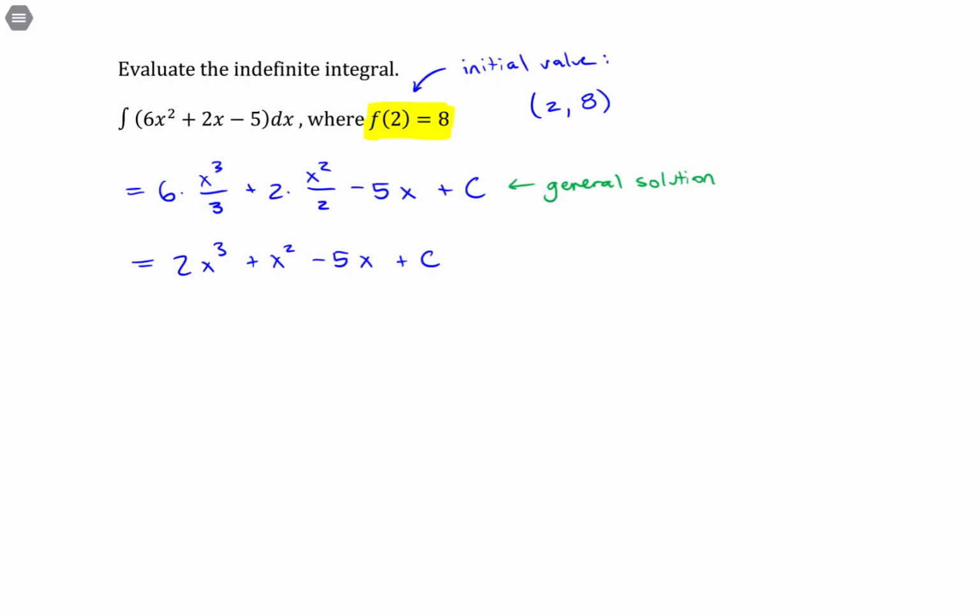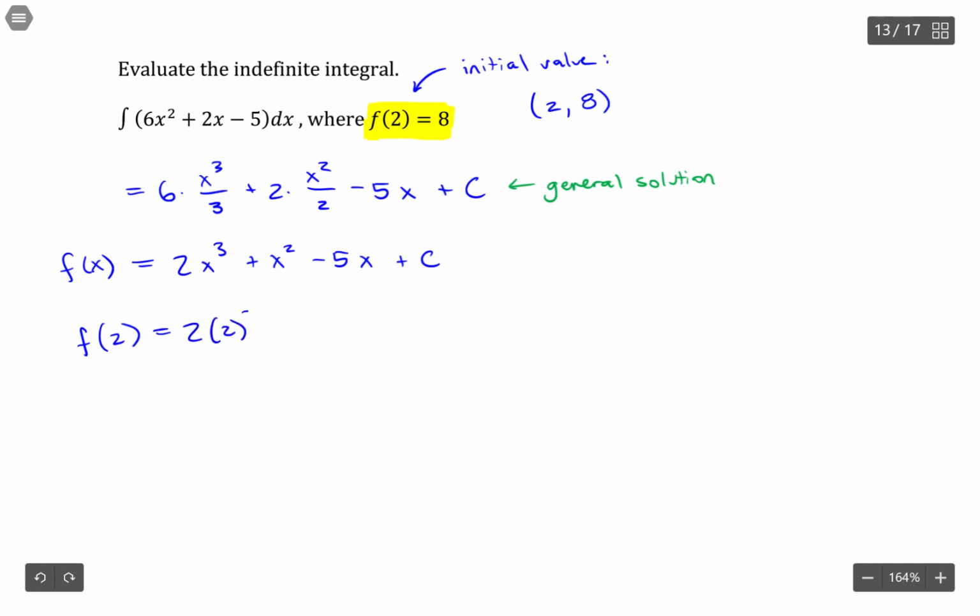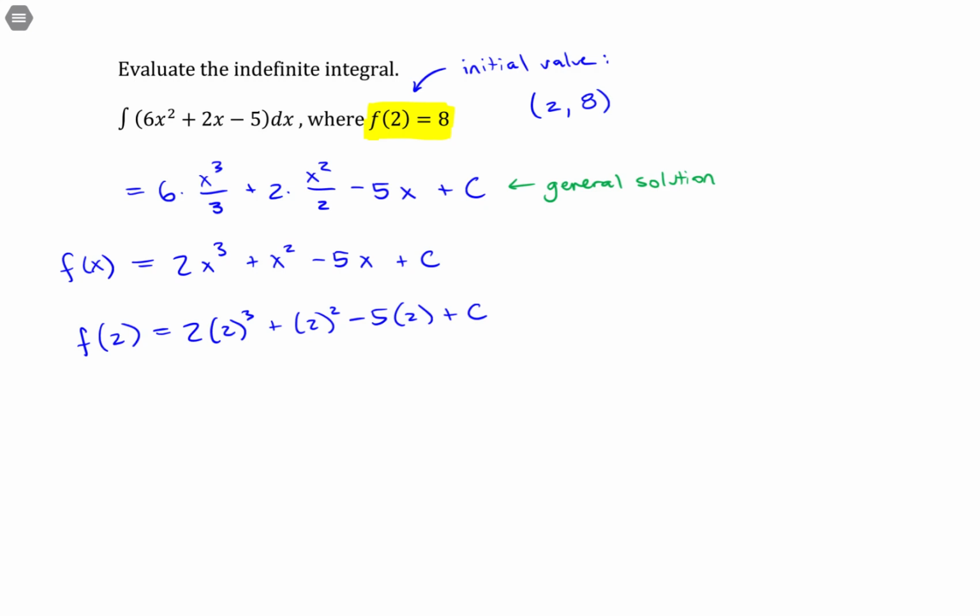Now, this right here is equal to my function f of x. And I am saying that f of 2 is equal to 8. So to find a particular solution, what I need to do then is say, what is f evaluated at 2? Well, it would be 2 times 2 cubed plus 2 squared minus 5 times 2 plus c. We don't have anything for the c. What would that equal? Well, it equals 8.